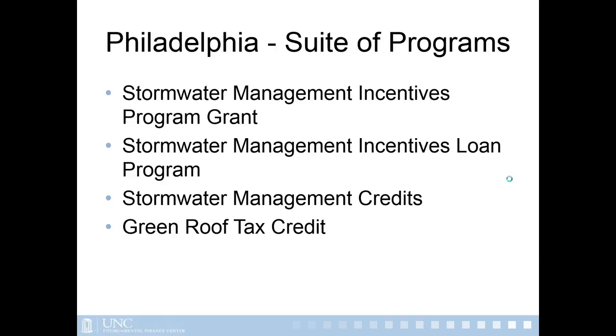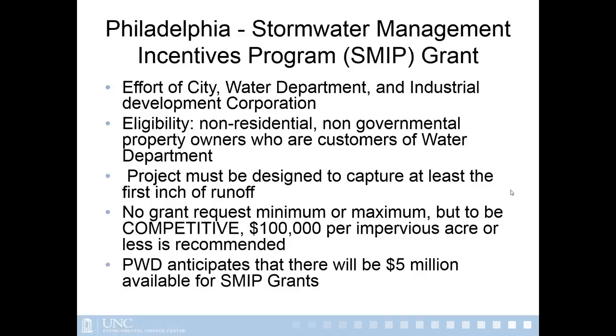If we look at the grant program first on the next slide, the grant allows businesses, institutions, and other non-residential customers to reduce their stormwater charges by providing funding for the design and construction of these GI projects. It's a joint effort between the city, the Water Department, and the Industrial Development Corporation. The project must be designed to capture at least the first inch of runoff, so that's one of their requirements.